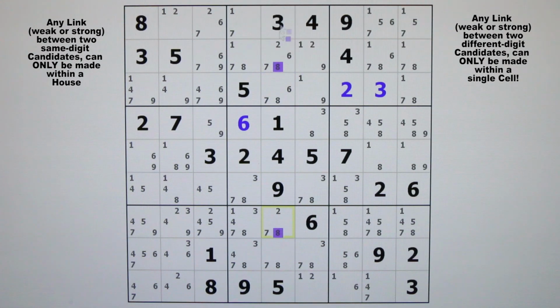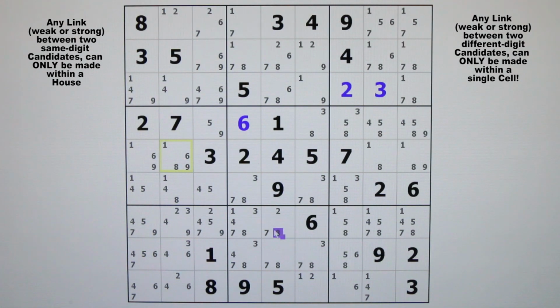So these 2 8s are in the same column, which means they're in the same house, and they see each other, and they are connected by a link. And it doesn't matter if it's strong or weak. Right here it's a weak link because there are other 8s in this column, but still you can link those 2 8s. But you cannot link, say, this 8 with that 8, because they don't see each other. So the only way you can link 2 same digit candidates is if they see each other, which means they have to be in the same house.